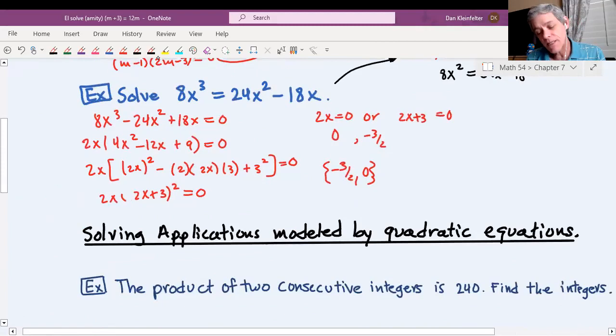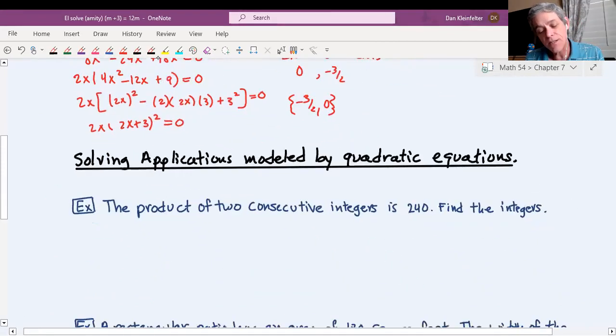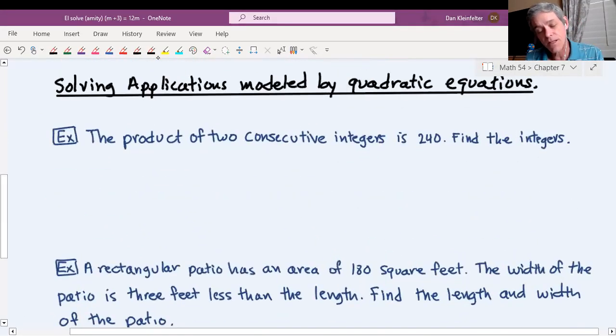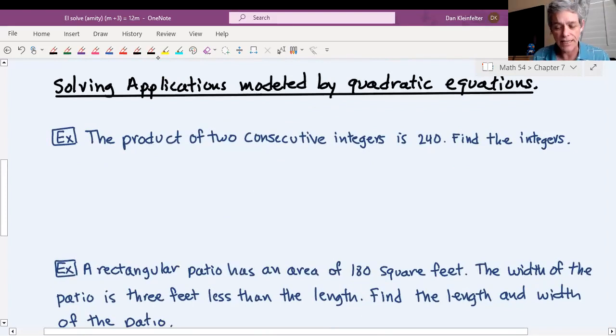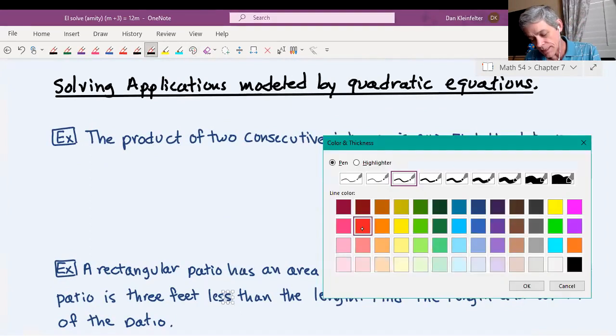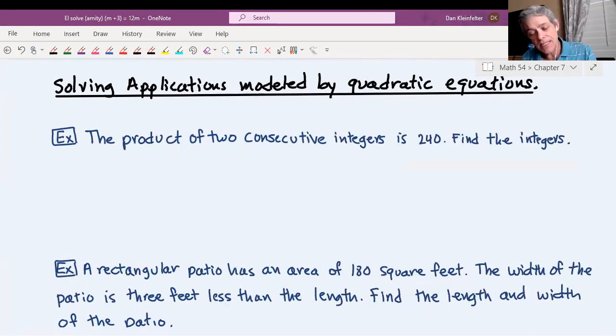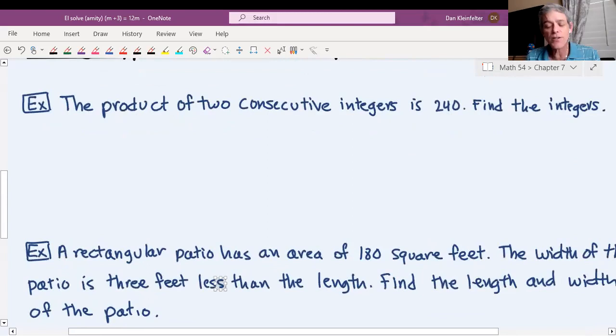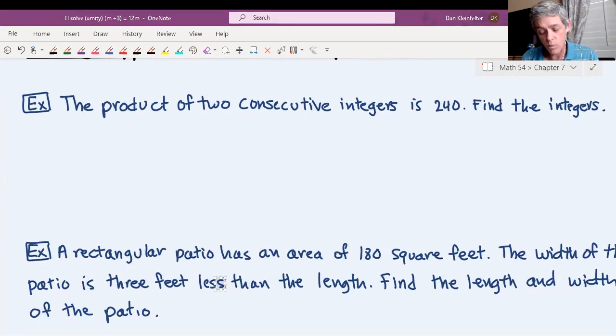Okay. All right, so we're almost done with this section. The last couple things is we want to see some story problems that we can use quadratic equations to help us solve. So let's try these two. It says the product of two consecutive integers is 240. Let's find the integers. So we're trying to find two numbers. We are going to do this using only one variable, though.